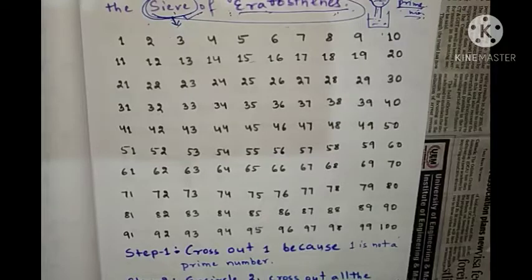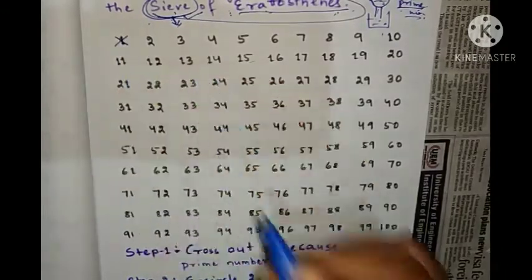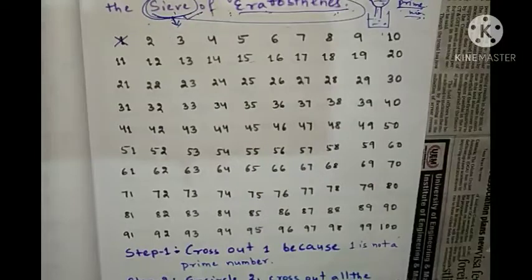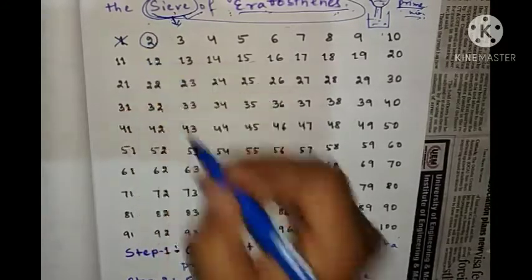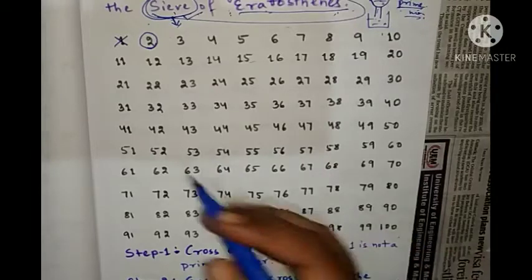So we know that 1 is neither a prime number nor a composite number. That's why we will cross out 1, because 1 is neither prime nor composite. Next, 2. Encircle 2. Why do we encircle 2? Encircle 2 and cross out all the multiples of 2 other than 2 itself. So cross out the multiples of 2.